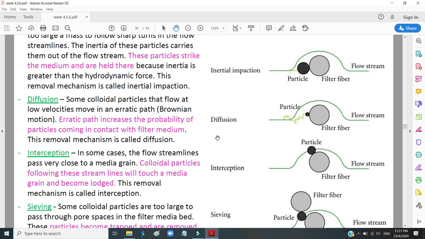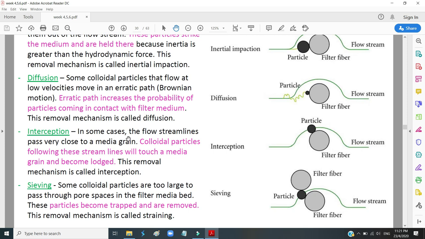The third method is interception. In some cases, the flow streamline passes very close to a media grain. Colloidal particles following this streamline will touch a media grain and become lodged. This removal mechanism is called interception.